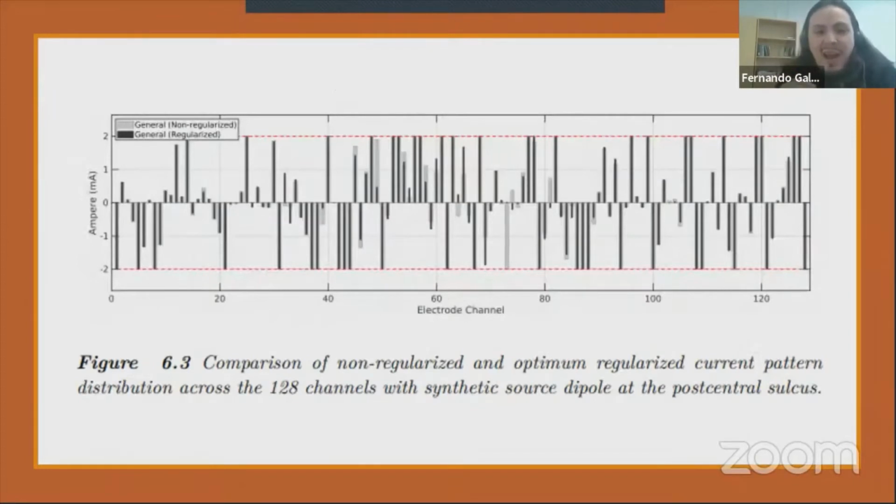Okay, and here we have a comparison of the non-regularized versus an optimized regularized current pattern, distributed across a total of 128 channels using the synthetic source as the postcentral... Oh, my bad. This is the postcentral sulcus. I apologize. Anyways, what we can see in the bar plot, the gray bars are the non-regularized results, and the black ones are the regularized results based on the combination of optimal tolerance and the regularization parameter that yields the lowest amount of total current obtained in that given area.